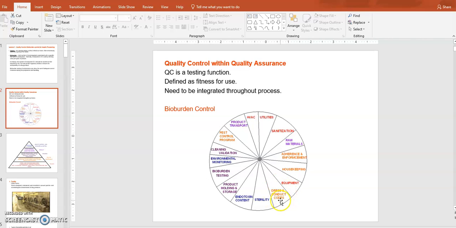And dress and conduct code, when people go in, what they dress up. So we call that aseptic gowning. Do they know how to do that? And once they get into the clean room, do they know how to behave inside of clean room? Not to speak too much, not to lean on anything, not to grab anything with their hand. Okay, all those guidelines.